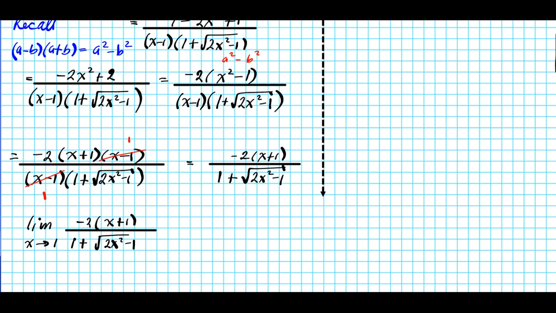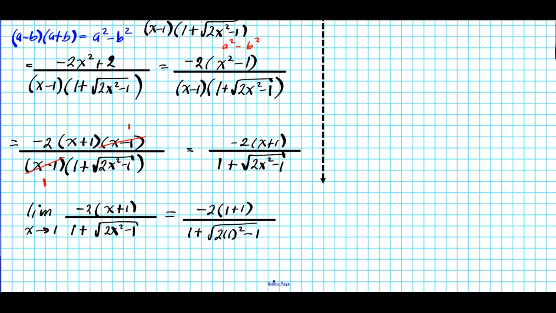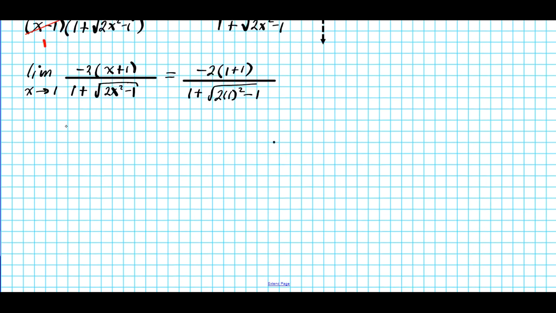Now what are we going to do? After our algebraic manipulation, we're going to substitute again and see what happens. Now with substitute, we have negative 2 times 1 plus 1 divided by 1 plus the square root of 2 times 1 squared minus 1. Okay, let's simplify that further.